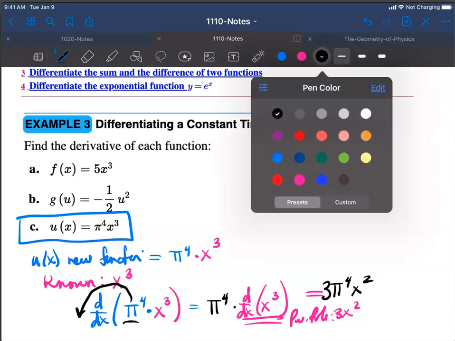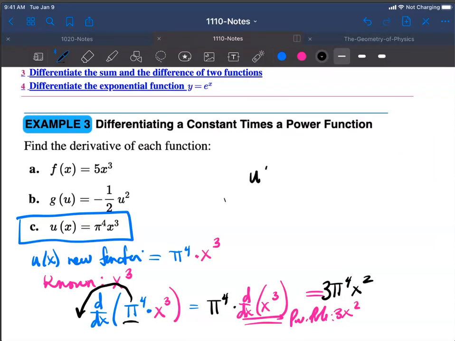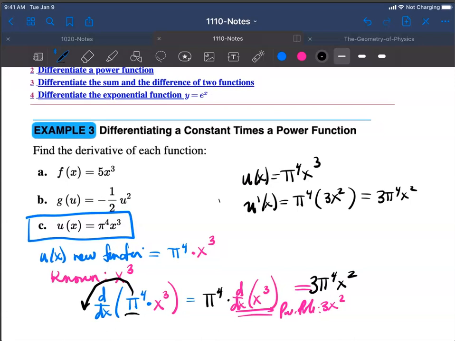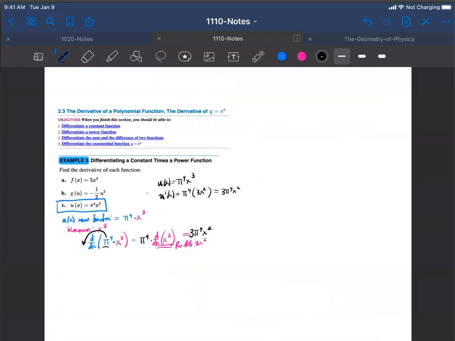squared. So what we're saying here is that if the function u of x is pi to the fourth times x cubed, then the derivative of that function is the constant pi to the fourth simply multiplied by the derivative of the known function, 3 pi to the fourth x squared. Okay, so that is an important application of the key calculus formula.